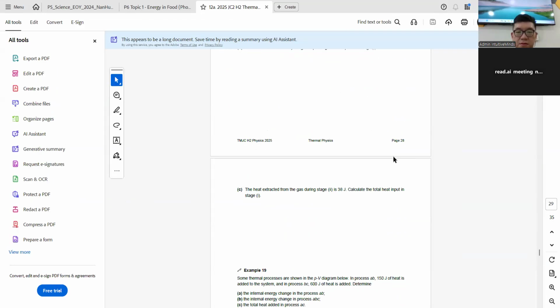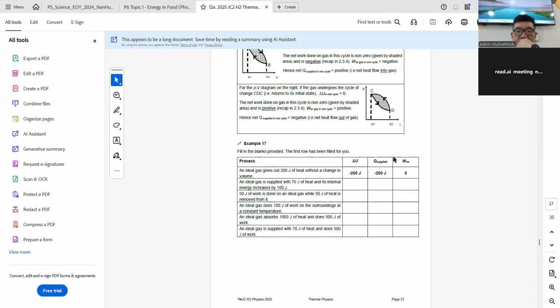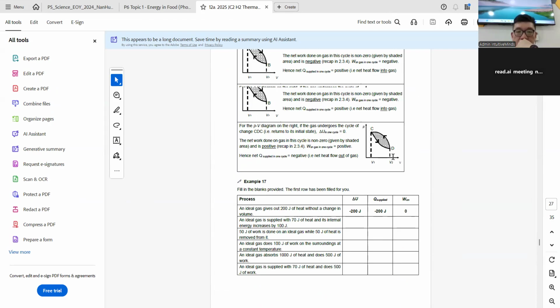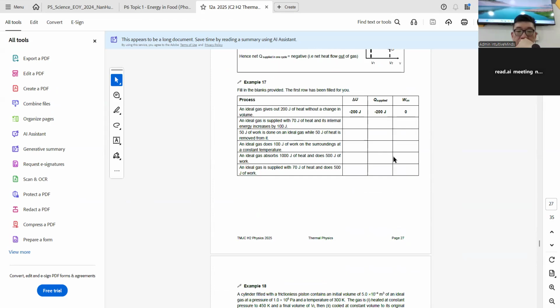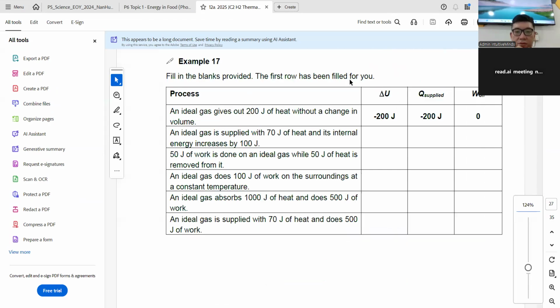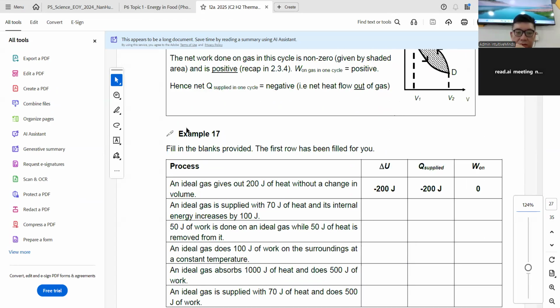All right, so based on the last lesson, I hope you had the time to try out these examples. Okay, let's review. Example 17.